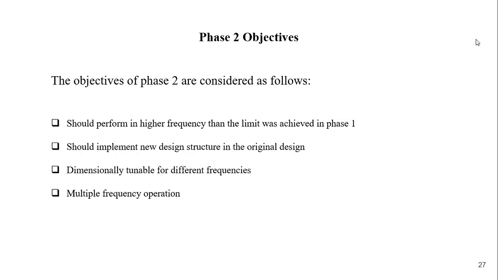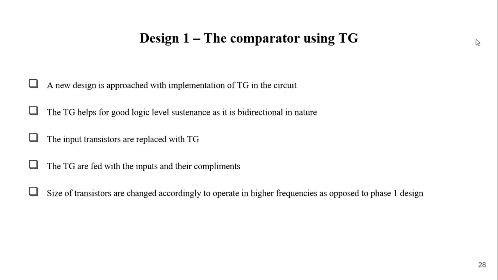There should also be a new design implementation in the structure, and it should be dimensionally tunable with multiple frequency operation. So the comparator design done in phase 1 was modified by using transmission gates at the inputs of the main circuit. This is the first of the 2 designs that were done in phase 2. The transmission gate is applied because we saw that the logic low level had some problems. Therefore we have implemented the transmission gates for good strong high and strong low levels for the circuit, and the size of the transistors was again changed according to different frequency levels.